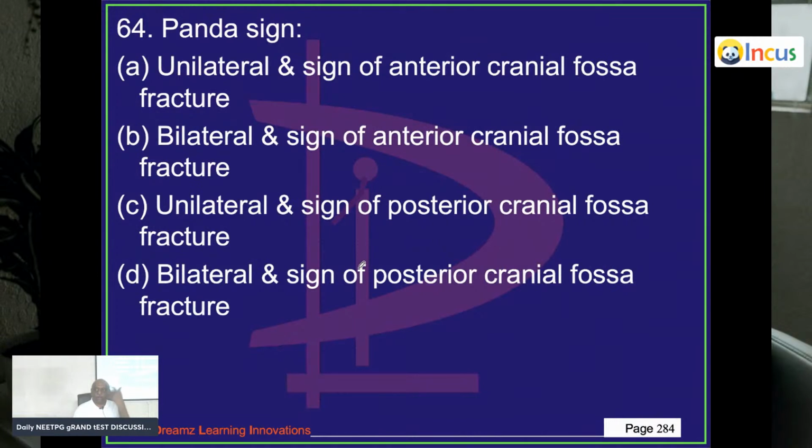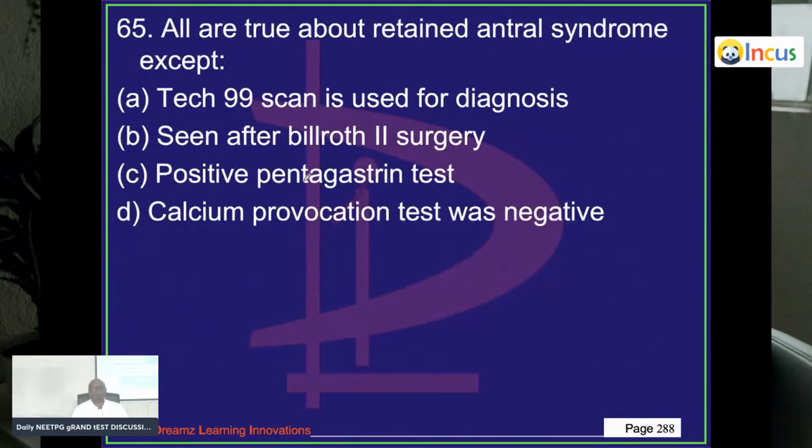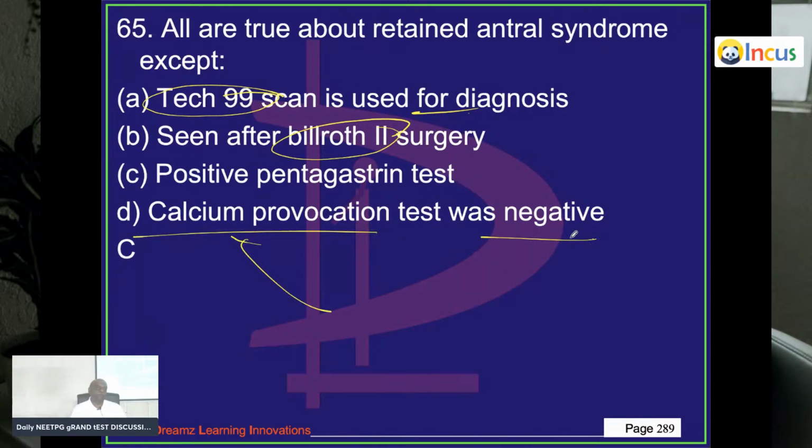Panda sign means raccoon sign. Where do you see it? Bilateral. It is a sign of anterior cranial fossa fracture. About retained antral syndrome, what is the except? So it is seen after Billroth 2. Technetium scan is used for diagnosis. Calcium provocation test was negative.